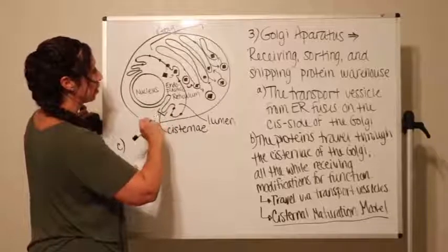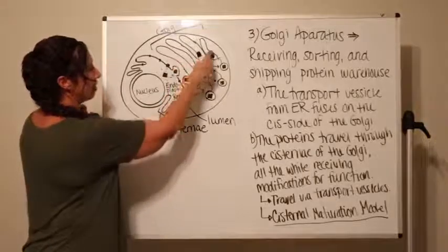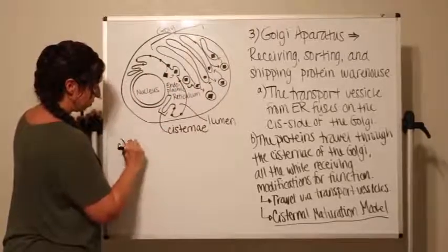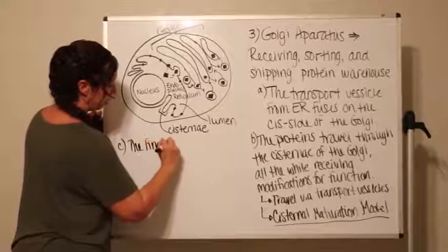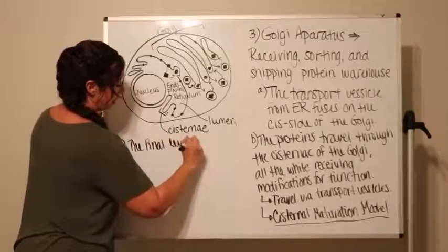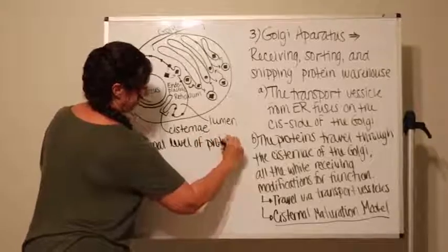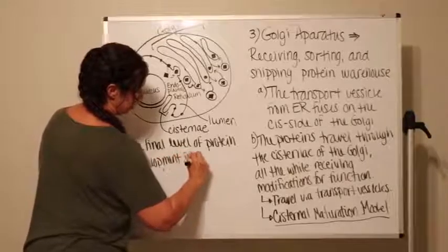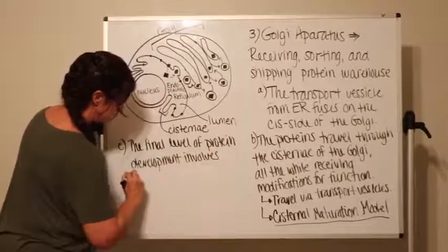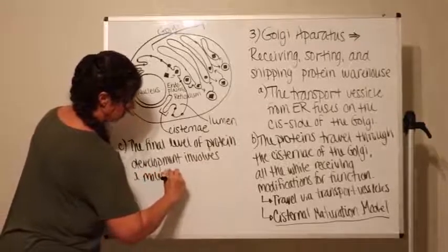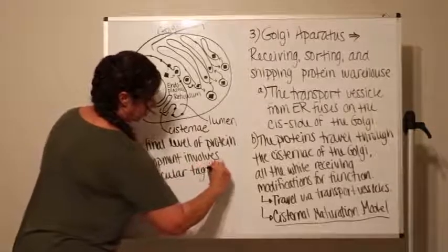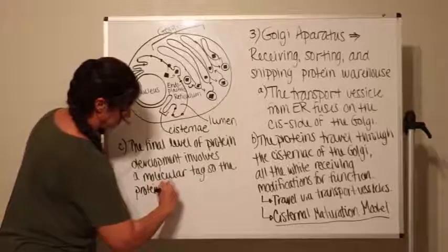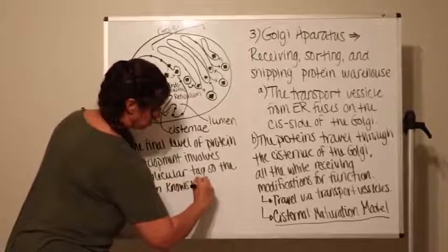And the other thing I want you to know is how this side was called the cis side. This side is called the trans side. It's the opposite side. So the final level of protein development, we'll call it that, involves a molecular tag so the protein knows where to go. Knows where to function, I'll say that.